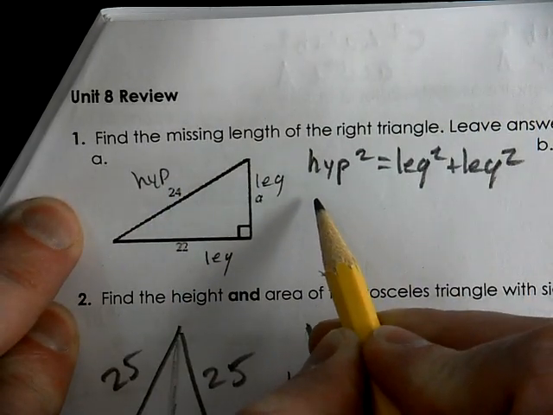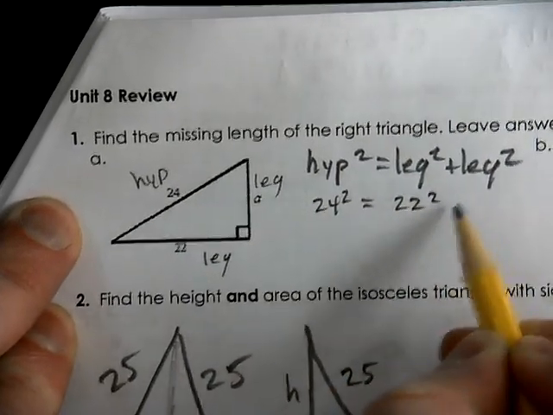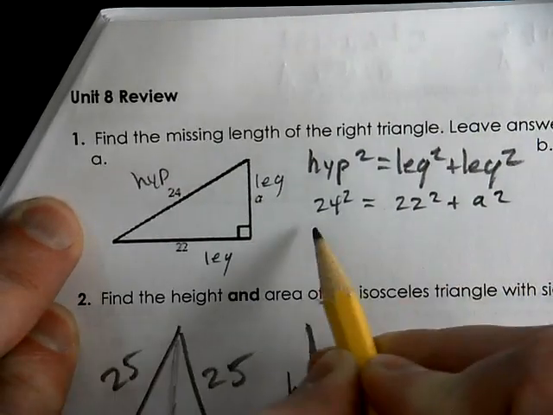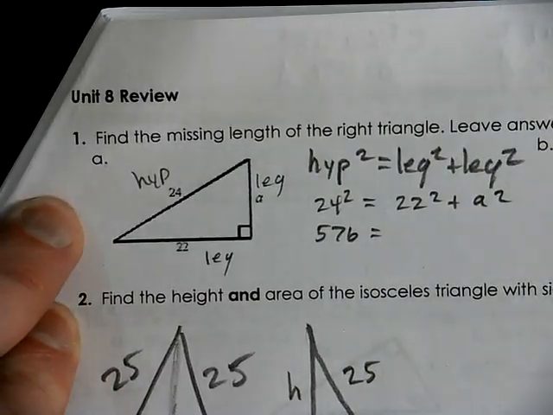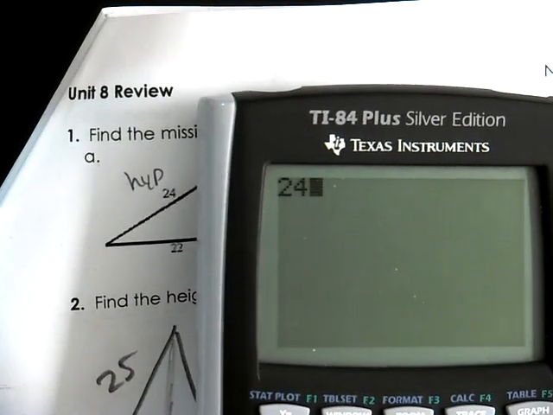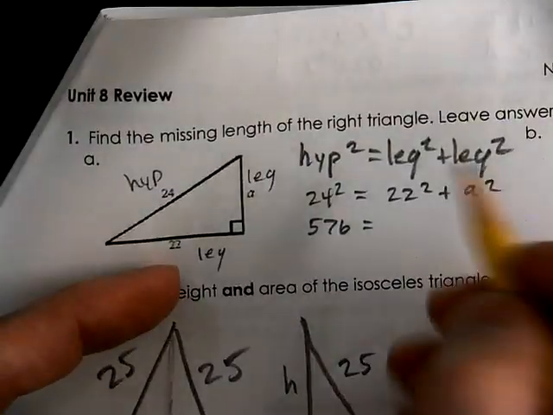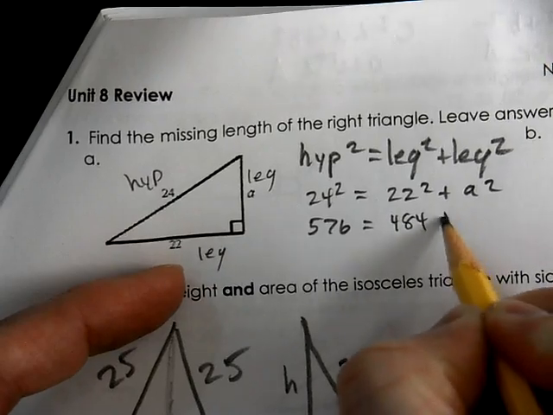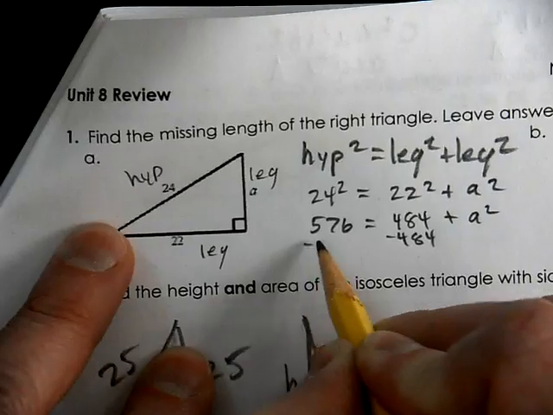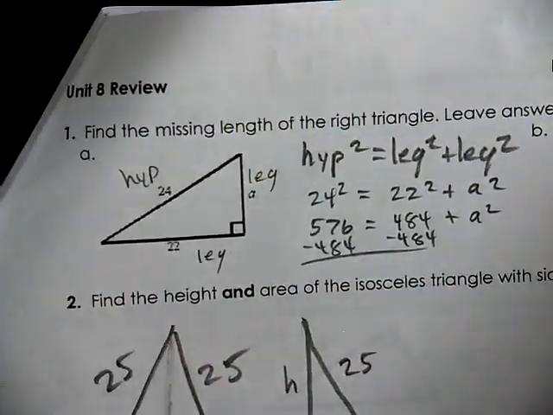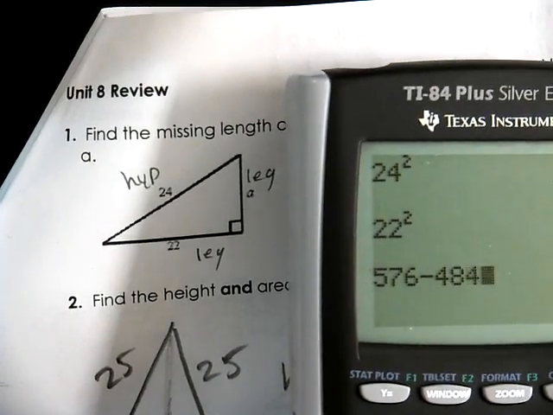So we're going to be able to say the hypotenuse, 24 squared, equals 22 squared plus a squared. We get 576 equals 22 squared plus a squared. 24 squared is 576. 22 squared is 484. And we don't know what that extra leg is, so we're going to subtract the 484 across. So take our 576 and subtract our 484.